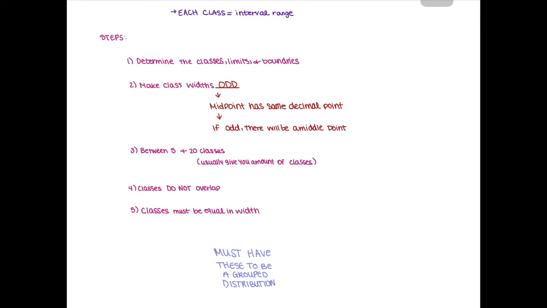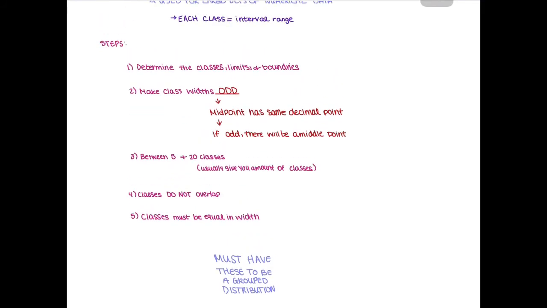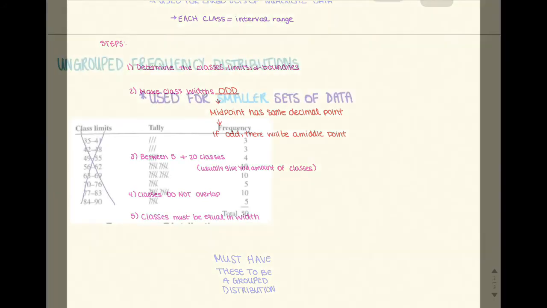3. Between 5 and 20 classes, they'll usually give you the amount of classes. 4. Classes do not overlap, so you won't see the same number in another class. 5. Classes must be equal in width, so if it's 5 to 10, it's going to be 10 to 15. You must have all of these to be a grouped distribution.